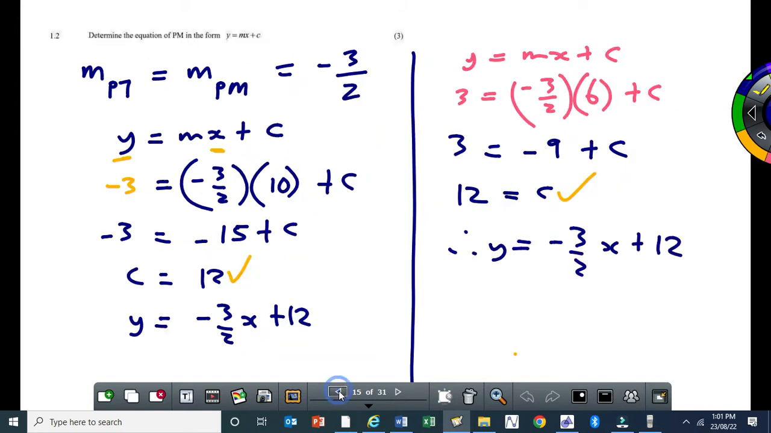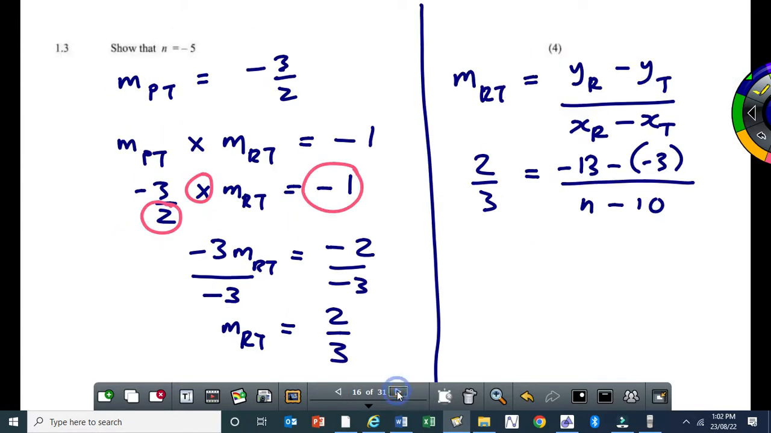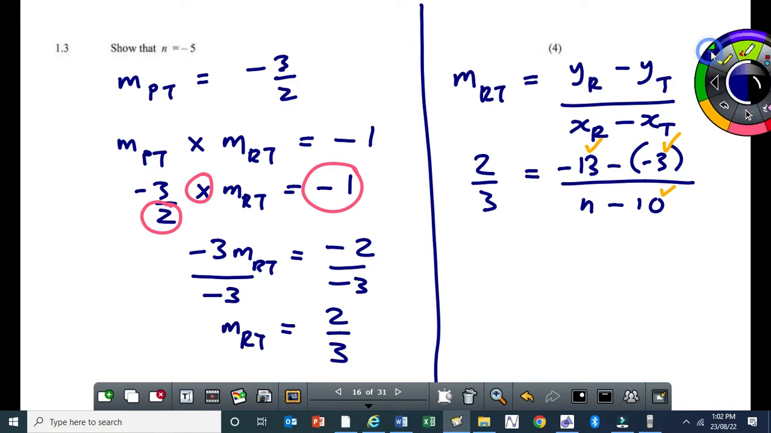Let me just check if I substituted correctly there on the diagram. So my YR is minus 13, my YT is negative 3, and then my XR is n, which is what I want, and my XT is 10. So I substituted there correctly. Please just take note of this. At point R, X is n, Y is minus 13. At point T, Y is minus 3 and X is 10. That's the substitution.